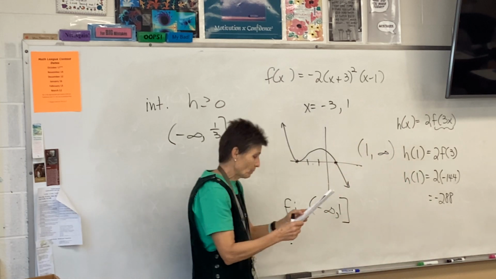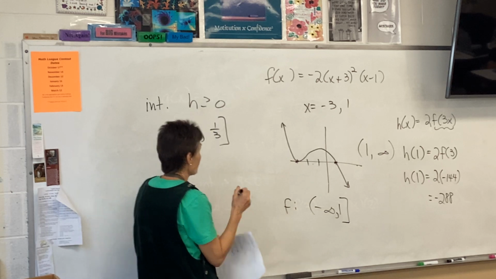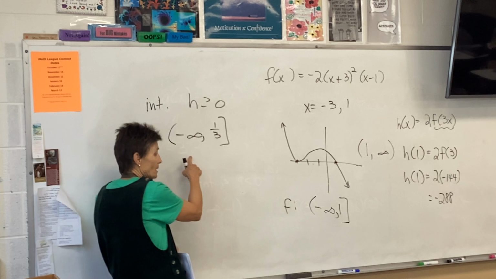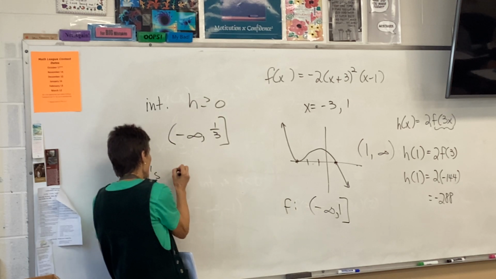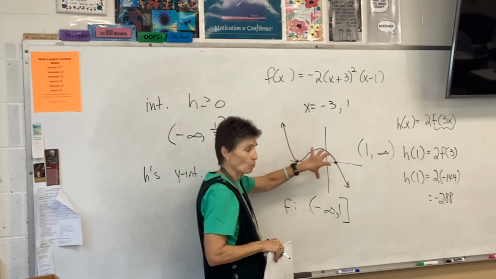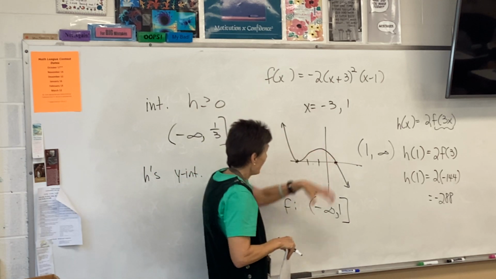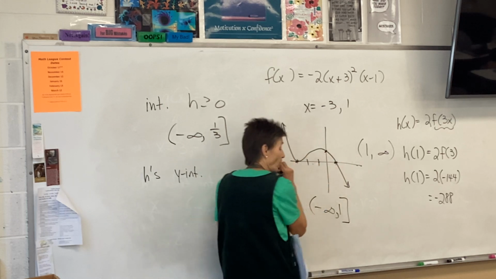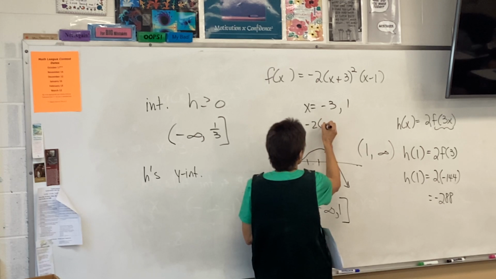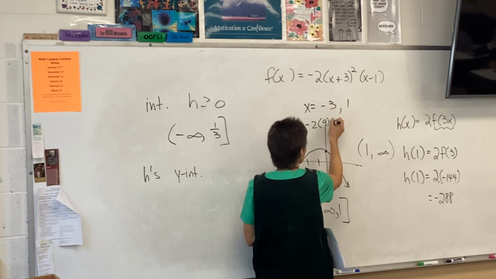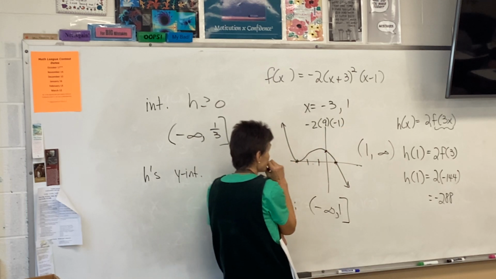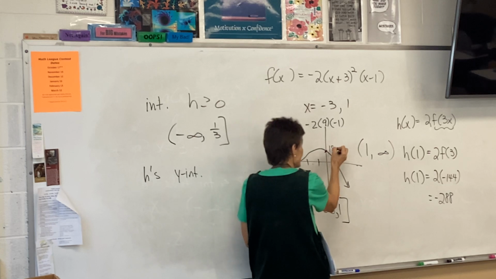All right, one more, then we'll be done. What is the y-intercept of this function? I want to know h's y-intercept. Well, what's the y-intercept of this one? How do I find the y-intercept of this one? Plug in 0. So negative 2 times 9 times negative 1. So that y-intercept is at 18.